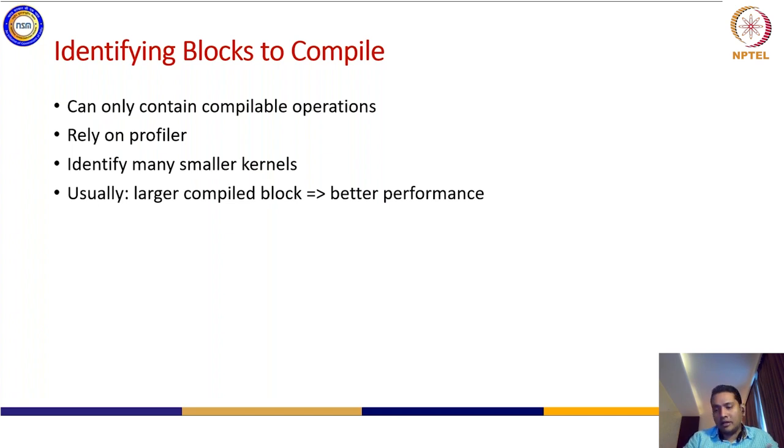Or you can rely on the profiler. Let's say you have many kernels you want to fuse. These kernels are getting bottlenecked by the function calls and so on. You can use the TensorFlow profiler and see the kernels which are getting bottlenecked. Any profiler you can use, DLProf also, or TensorFlow. But the main thing is that you can identify many such smaller kernels. Usually a larger compiled block gives you better performance in terms of XLA compilation. So you can just try it out and see what will be best for the particular training loop that you have defined.